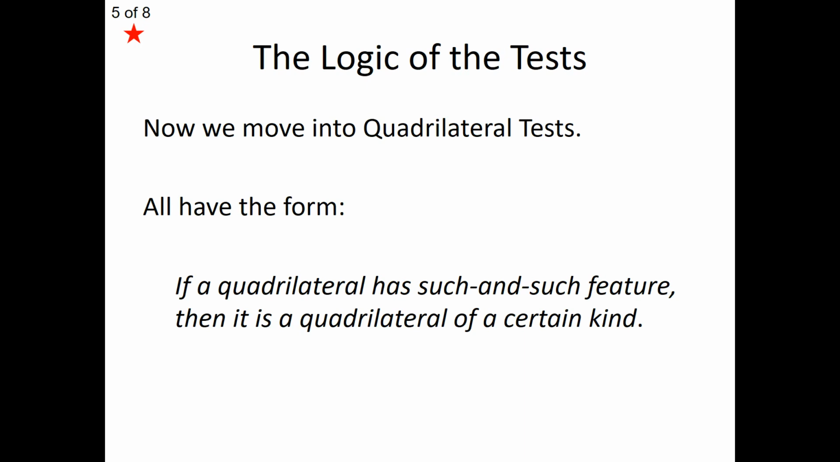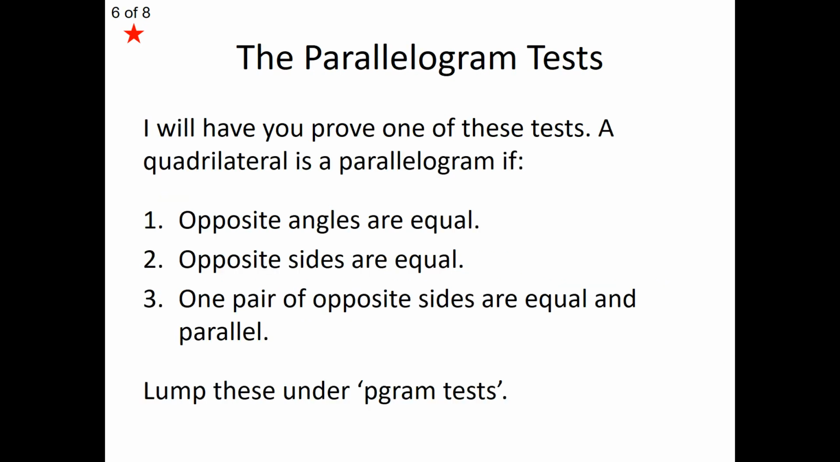I'm not going to make you prove all of them. I'm going to make you prove one of the parallelogram tests, which we'll take a look at here in just a minute. So when we arrive at a quadrilateral with given information, we can use that information to determine if it's a specific kind of quadrilateral. For example, let's take a look at the parallelogram tests.